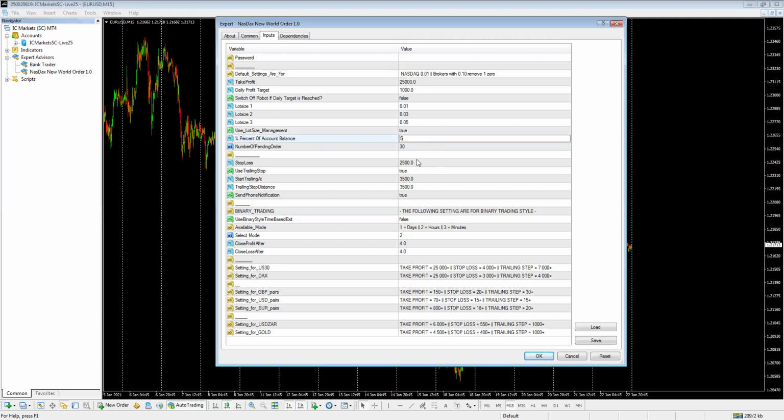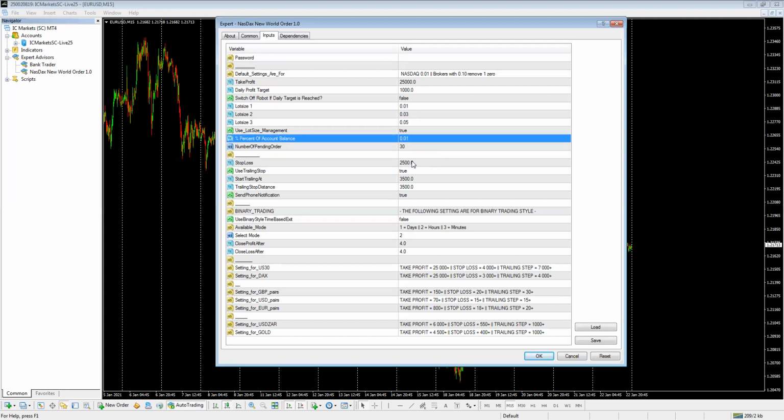This means if you set this on 5, the robot will use 5% of your balance and calculate the lot size based on that. If you set this on 1%, it will use 1% of your balance. You can use it on 0.01%, it will use that to calculate the lot size.